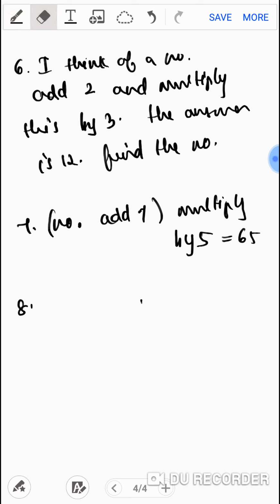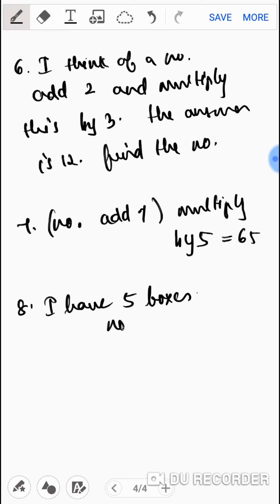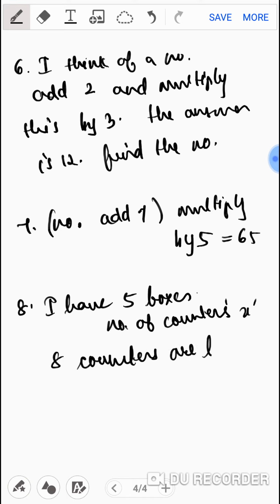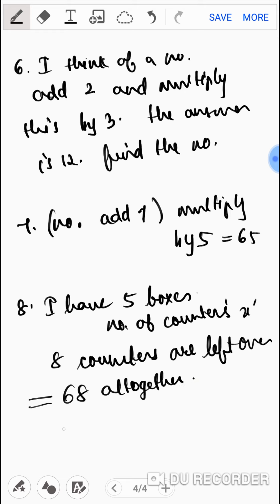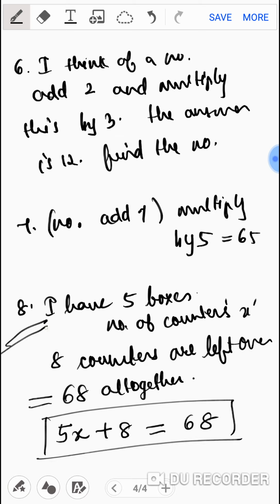You want me to write the question first? Okay. I have 5 boxes and there are a number of counters we don't know, so I'll put it as x. Eight counters are left over and there are 68 altogether. So the equation is, 5 boxes are there, in each box there are x counters, plus 8 are left over. So the equation becomes something like this. This is your question. I am giving you a hint for your answer. You can solve and find the value of x.